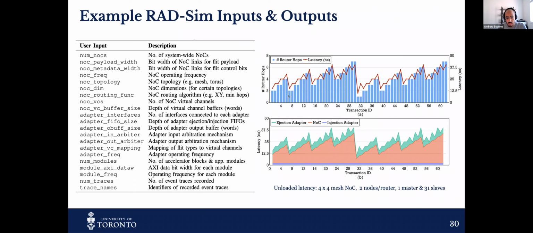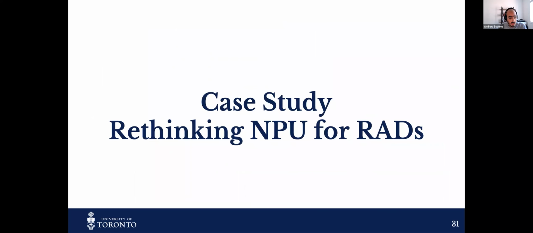So for example, what I'm showing here in the upper graph is an example output of RAD-Sim that shows the unloaded latency of communication on a 4x4 mesh network. So you get the number of router hops that you go through and also the latency in nanoseconds, and you can look even deeper into this latency and break it down into different components. How much time do you spend in the adapters versus how much time do you spend going through the actual NoC. This is just a sense, but for the rest of the presentation, you're going to see other sets of results and simulation traces that we can collect using RAD-Sim for specific test cases.